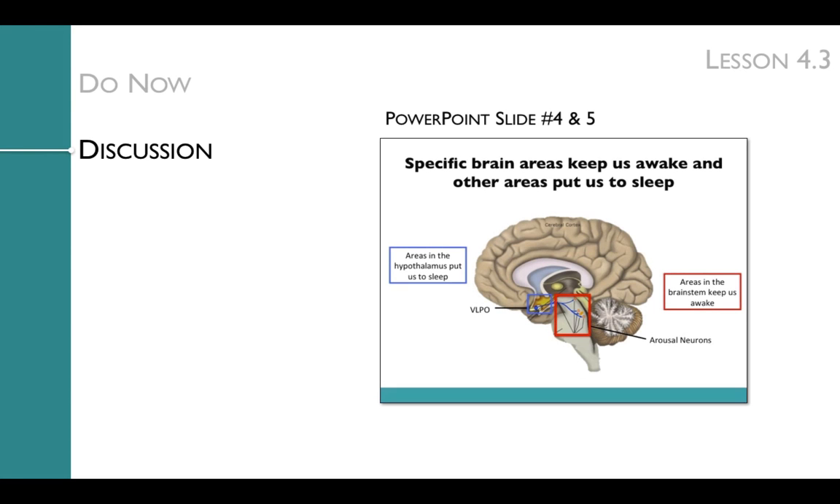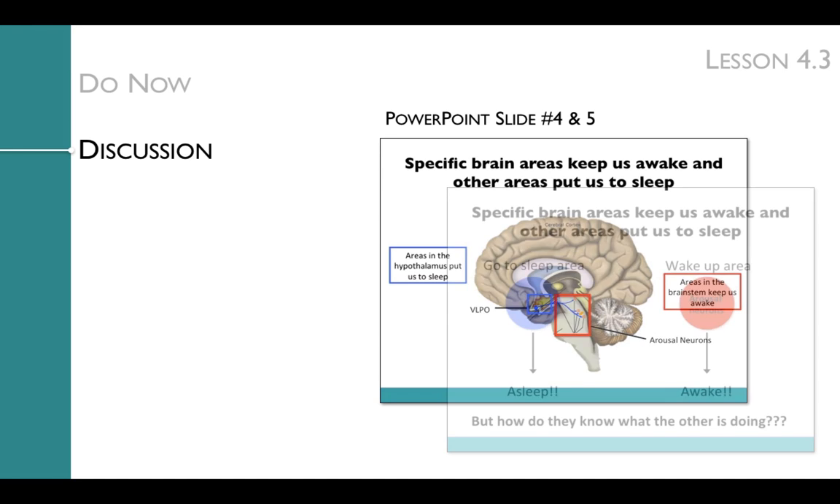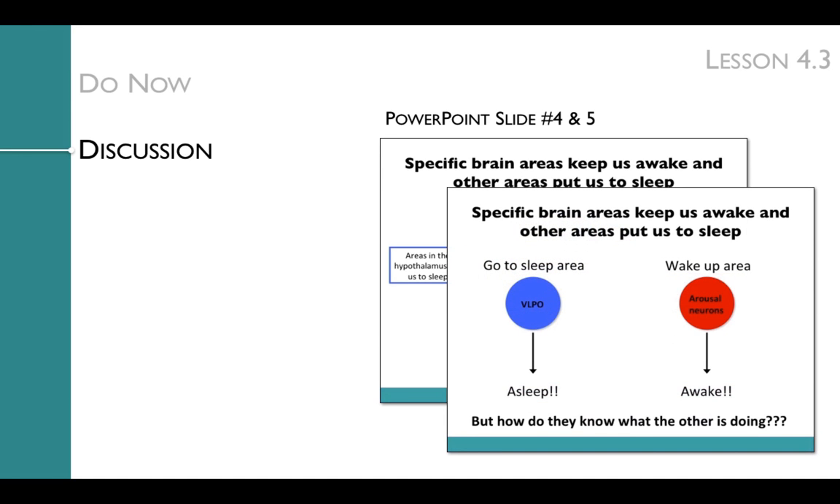The next set of slides allows you to introduce that specific brain areas keep us awake and other areas put us to sleep. We have areas in our brainstem that keep us awake, we'll call those arousal neurons, and that there are areas in our hypothalamus that put us to sleep. That's the VLPO.